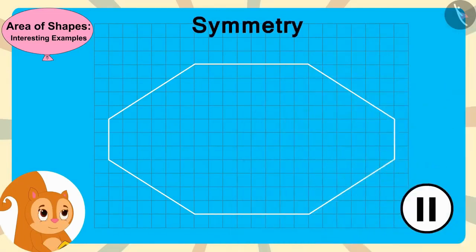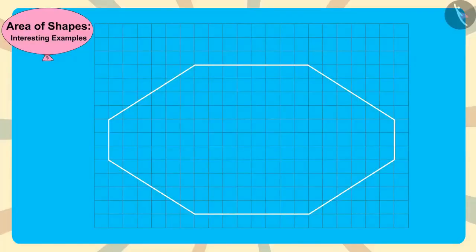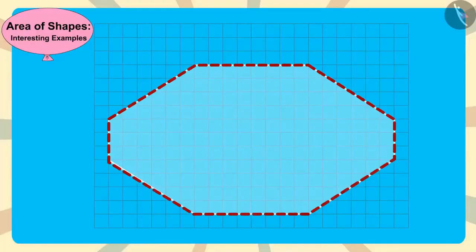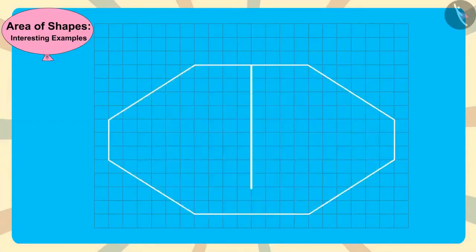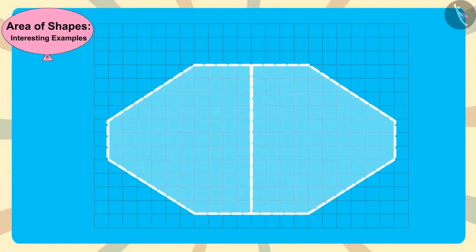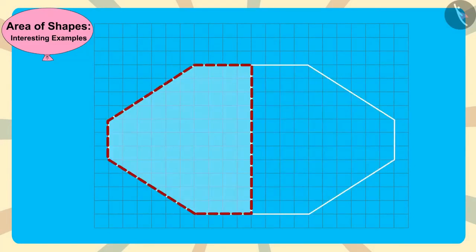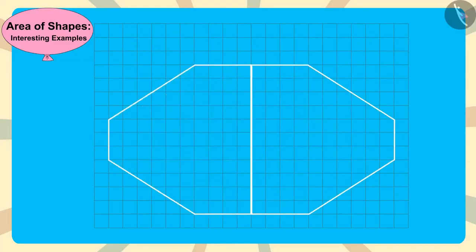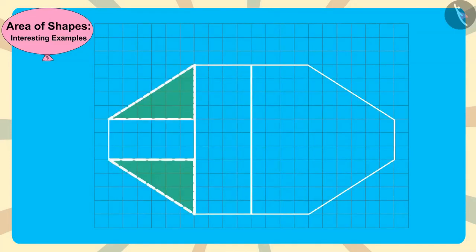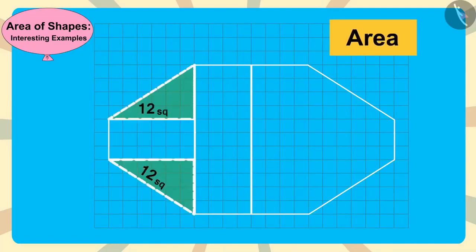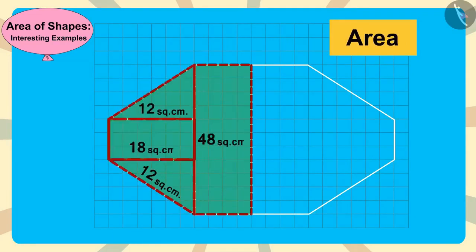If you wish to, you may stop the video and find the answer. We can divide this diamond's outline in equal parts like this. And then this part of the diamond can be divided into these triangles and rectangles. Now, all we have to do is find the area of these triangles and rectangles.